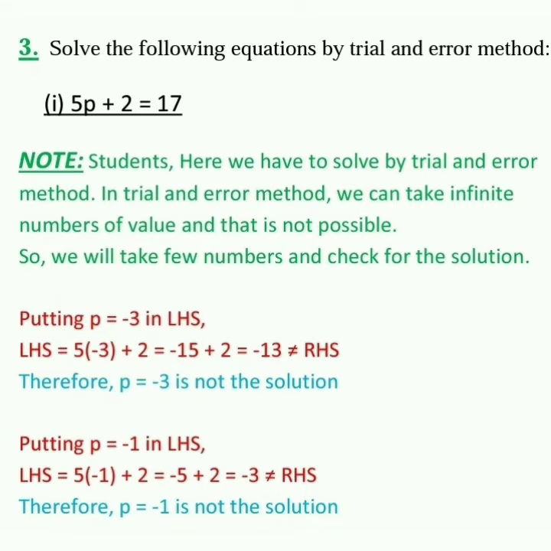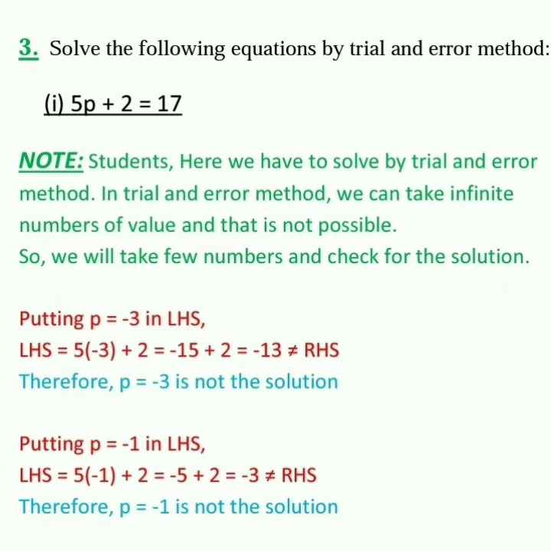Sum number 3. Solve the following equation by trial and error method. First one, 5p plus 2 is equal to 17. Student, please note, here we have to solve by trial and error method. In trial and error method, we can take infinite number of values, and that is not possible over here. So, we will take a few numbers and check for the solution.